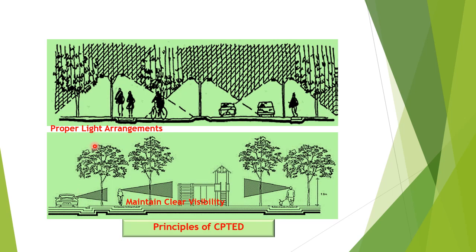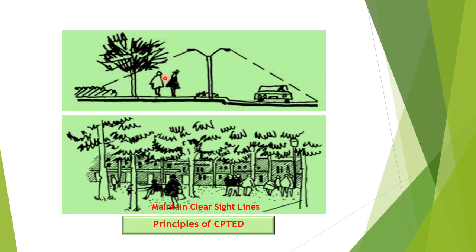This is how a proper lighting arrangement is to be made along the paths. You can see the visibility. These are the lighting arrangements here. Or you can see how sight lines or clear visibility lines are being maintained in a park. This is how light is being used here, so that these spots will be visible, and there will be clear sight lines. Though trees are there, you can see the people. These are certain measures which are preventing crime in public places.